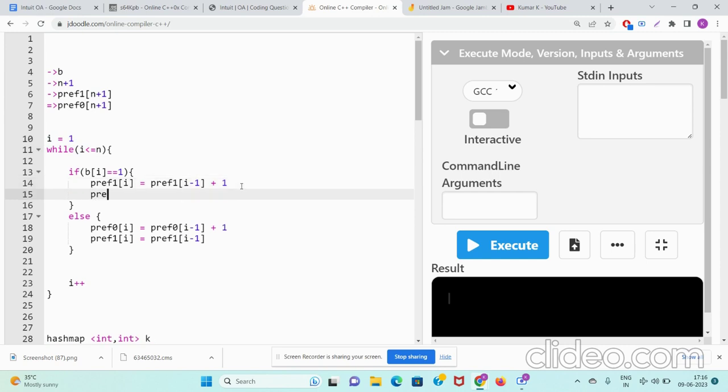Similarly, if I go below to pref0[i], in this case the current number is 1. So it means the number of zeros which you have till index i is the same as the number of zeros you had till index i minus 1, pref0[i minus 1].